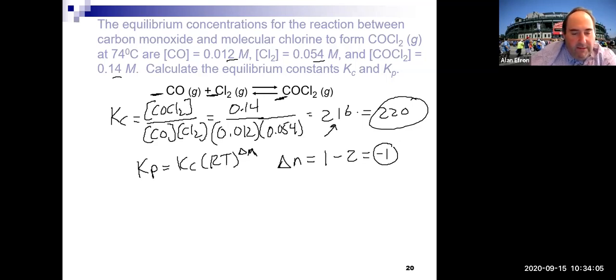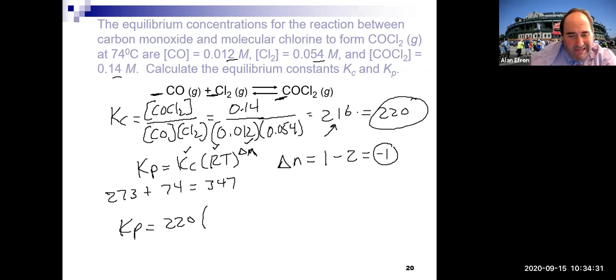So now that we have our delta N, we do have the KC from above. R is a constant, so we do need to obviously convert our temperature as well. That's going to be 273 plus 74, and that's going to give us 347. So at this point, we've got everything that we need. We're going to go KP. Again, 220 if you used a rounded number, 216, I suppose, if you did not. You'll get fairly close to the same number.